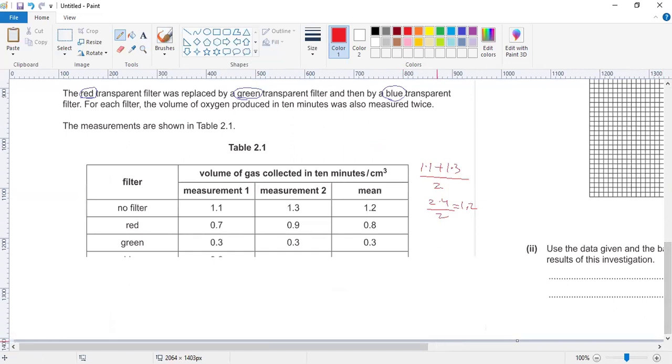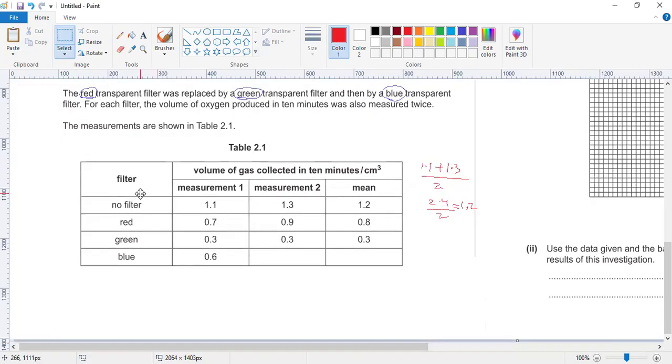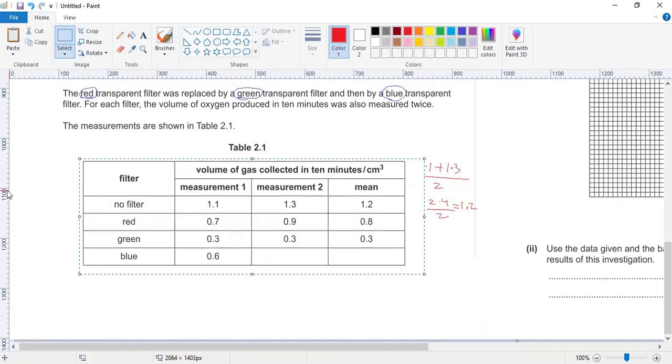I think I have made a mistake. Let me correct it. Okay. So this was the table, but unfortunately, mistakenly I cut it. Anyway, so what was our measurement? It was 0.4.